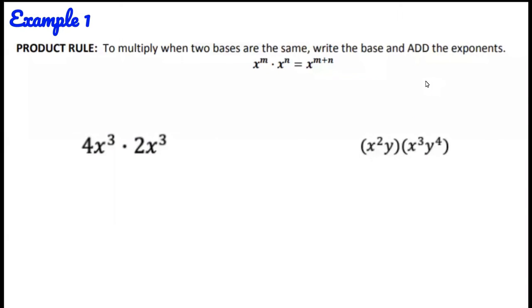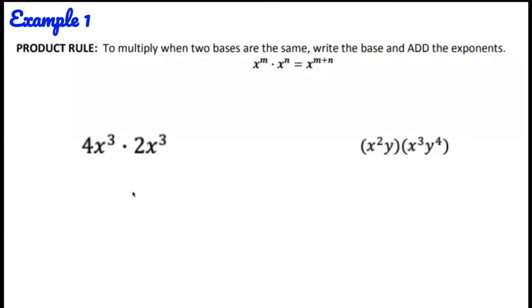So our first example, we're going to go over the product rule. It says whenever you multiply two bases that are the same, we're going to keep the base, write the base, and add the exponents. I'm going to show you why in a bit: why is it true? And then show you the easier way, or basically the rule, how do we do it without expanding every single work that we do, right?